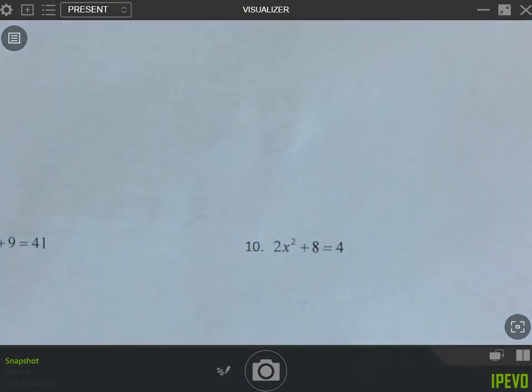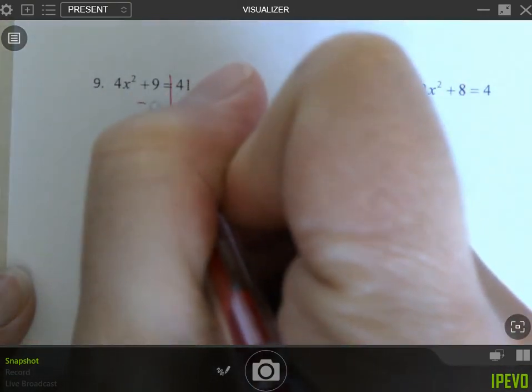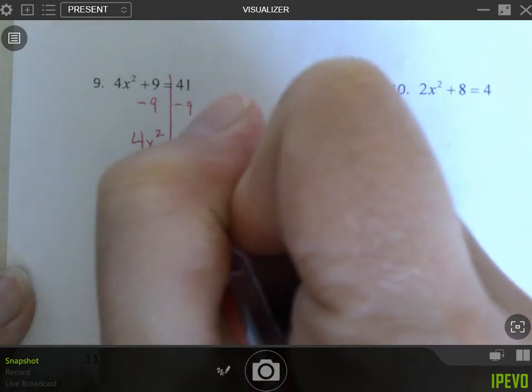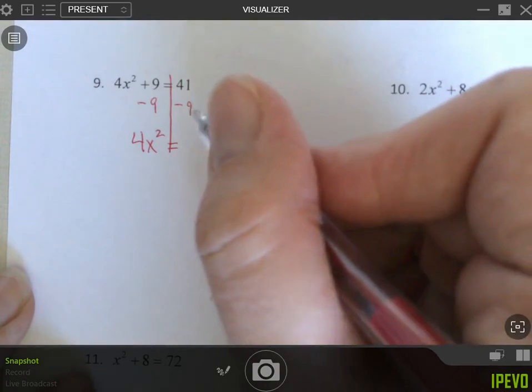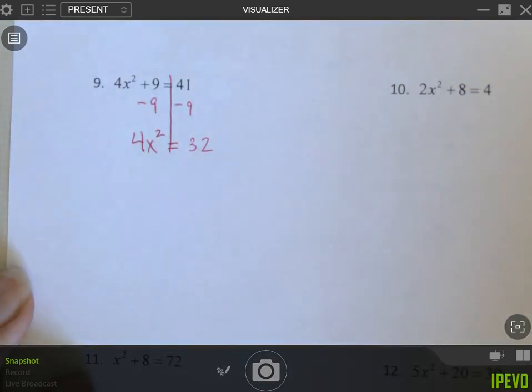All right, let's flip it over. What should we do first on number 9? Minus 9. Okay, so cross the line, change the sign. So 4x squared equals what? Oh, wait. No, it's 41 minus 9. Shouldn't it be 32? Okay.